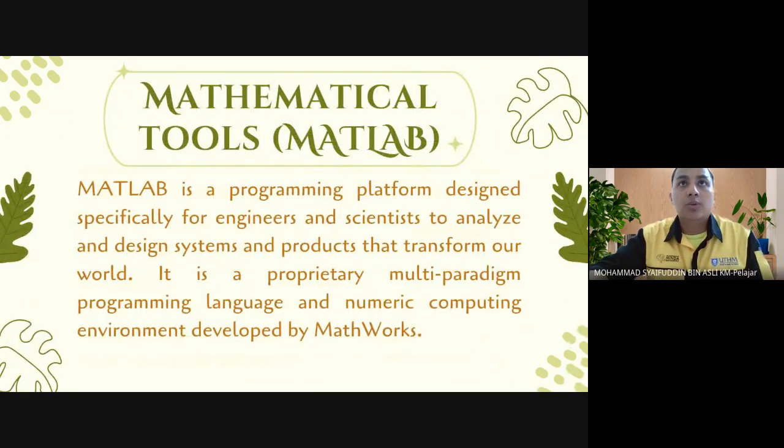First of all, what is MATLAB? MATLAB is a programming platform designed specifically for engineers and scientists to analyze and design systems and products that transform our world. It is a proprietary multi-paradigm programming language and numeric computing environment developed by MathWorks.